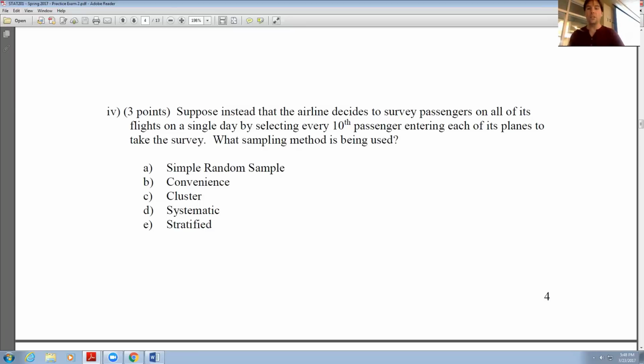Stratifying is acknowledging a difference. Once again, stratifying is acknowledging a difference and then sampling in proportion to that difference. Does that make sense? If 75% of our flights are domestic and 25% of our flights are international, and I do 40 flights, well, 75% of 40 is 30. So 30 of my flights that I take, that I do a census on, should be domestic. So stratified is when you sample in proportion to the percentages in the population.